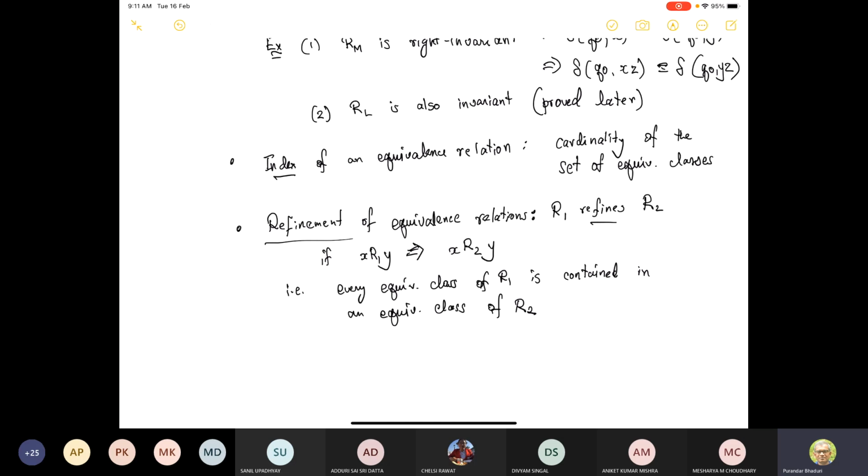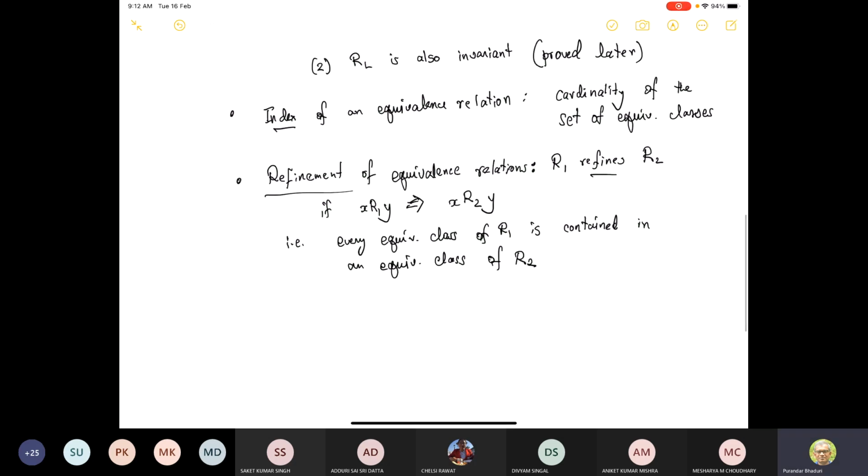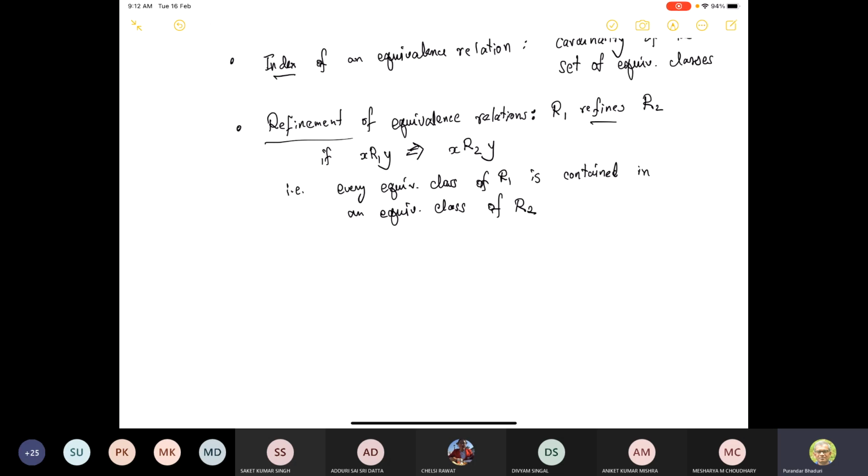So what can we say about the index of R1 and the index of R2, which has higher index or higher cardinality? If R1 refines R2, whose index is higher? By higher, I mean greater or equal. R1, right? In particular, if R1 is of finite index, then so is R2. Because the number of equivalence classes of R2 is fewer, either equal or fewer. Okay. So that's all the machinery we have.